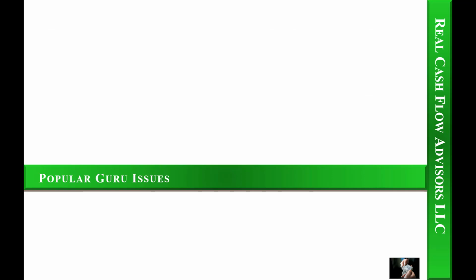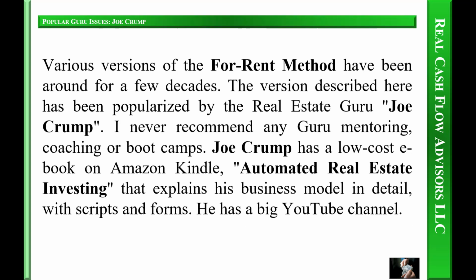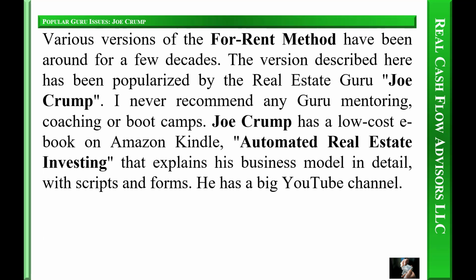Popular guru issues. Joe Crump. Various versions of the for-rent method have been around for a few decades. The version described here has been popularized by the real estate guru Joe Crump. I never recommend any guru mentoring, coaching, or boot camps. Joe Crump has a low-cost ebook on Amazon Kindle, Automated Real Estate Investing, that explains his business model in detail with scripts and forms. He has a big YouTube channel.